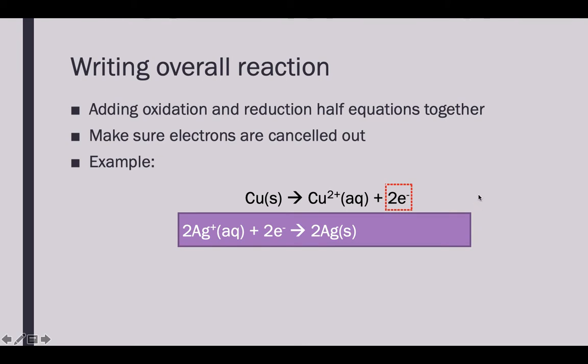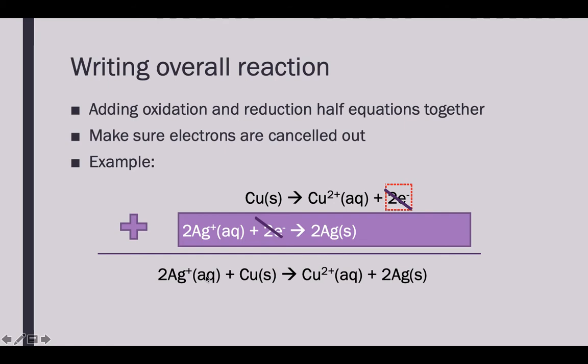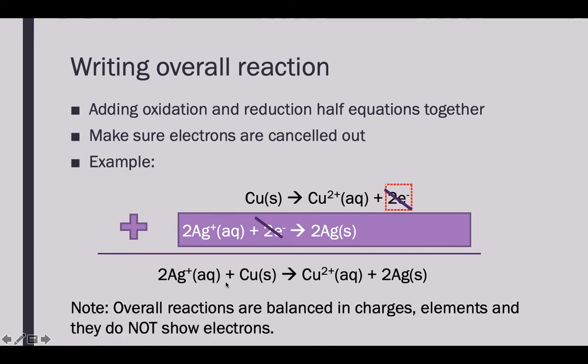And now we can add them together and cancel the same items on both sides. That's the electron. So now we have an overall reaction. Okay, states are inherited in this case. Another observation: overall reactions are balanced in charges and in elements. And more importantly, they do not show electrons, okay? Because electrons are cancelled out.